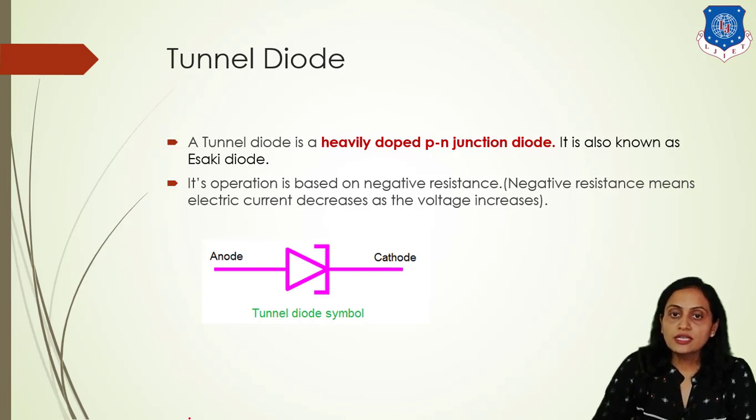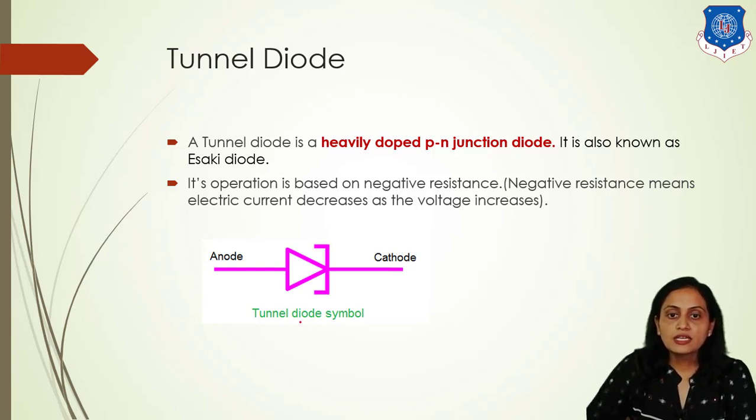A tunnel diode is a heavily doped PN junction diode, and it is also known as the Esaki diode because it was first introduced by Leo Esaki. Its operation is based on negative resistance. Negative resistance means the electric current decreases as the voltage increases. So we will see the construction and function of this tunnel diode.